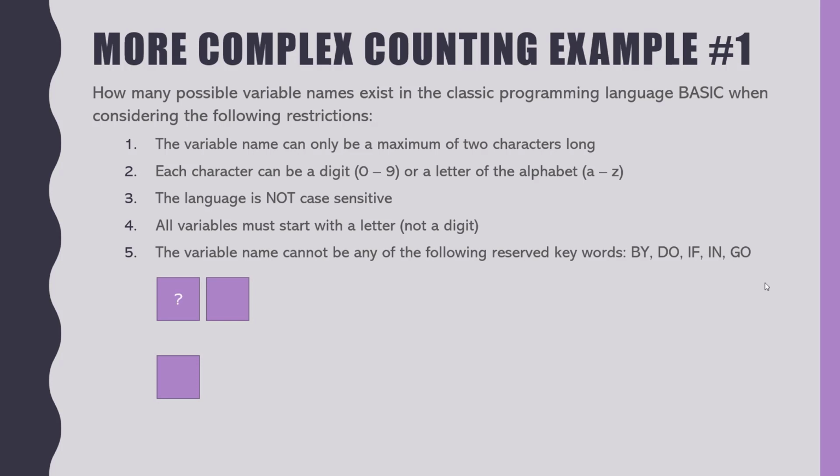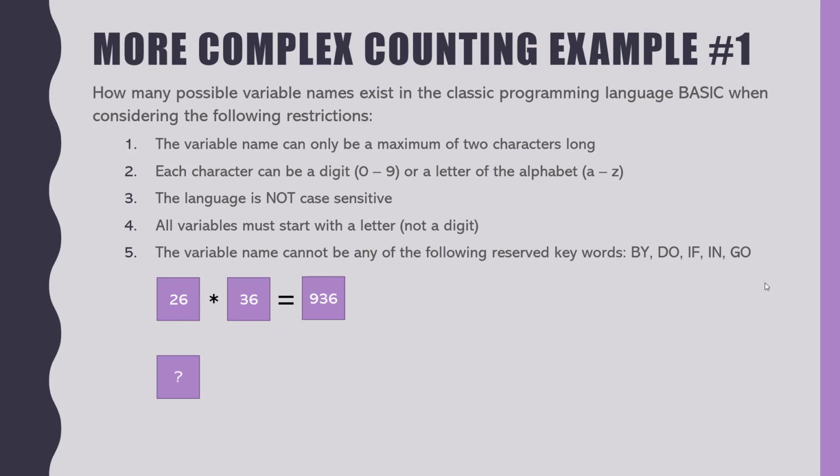As we figured out, that first character has 26 possibilities because it cannot start with a digit. It has to start with a letter. And then there are 36 possibilities for the next one, because it's all 26 letters of the alphabet plus 10 digits, 0 through 9. We multiply those 2 together, and that's our answer for that, 936.